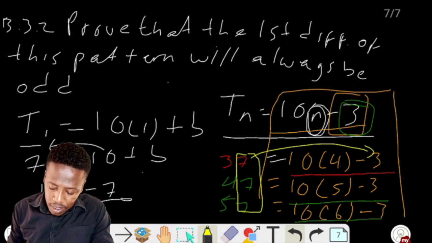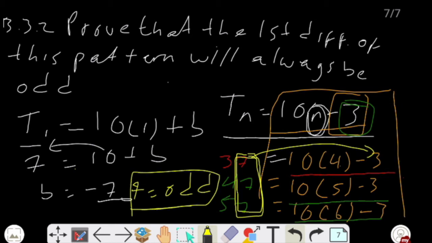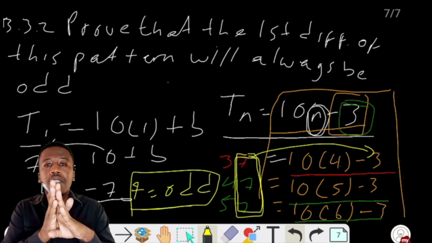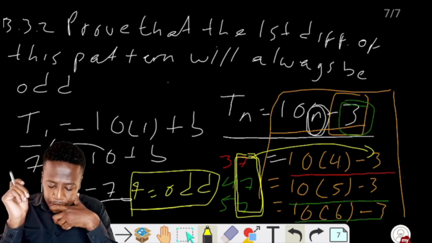And what is a 7? 7 is an odd number, right? Meaning all answers end with a 7, which is an odd number. That's our answer. 7 is an odd number, and all numbers are going to end up with a 7. That's the end of that question.